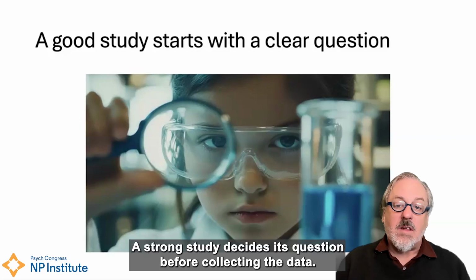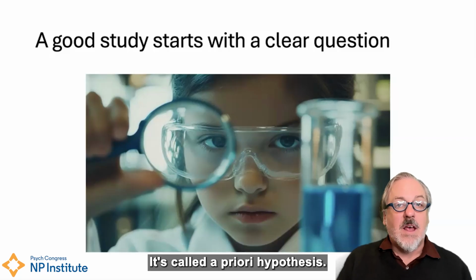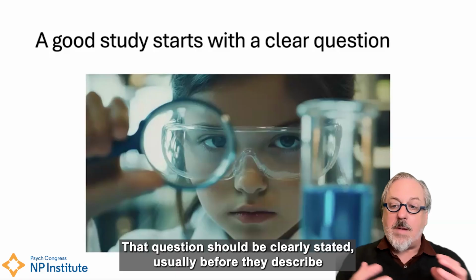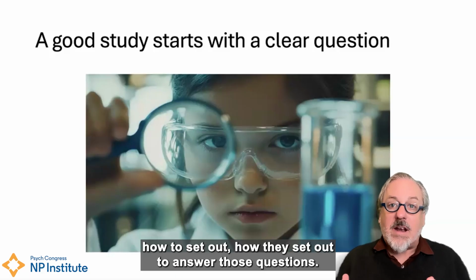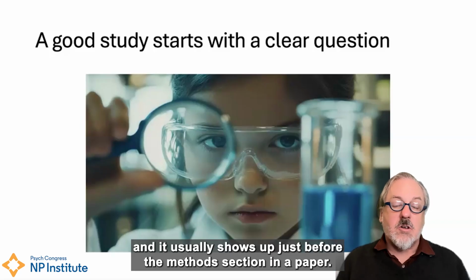A strong study decides its question before collecting the data. That's called an a priori hypothesis. That question should be clearly stated, usually before they describe how they set out to answer those questions. This is the hypothesis, and it usually shows up just before the methods section in a paper.